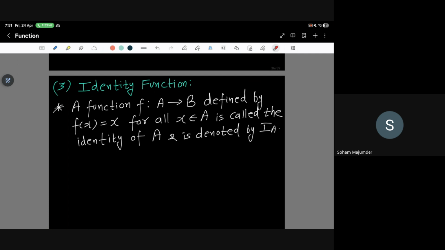So identity function means that if there is a function from set A to set B, whatever input you are giving, if you are giving 2 as an input, you are getting 2 as output. If you are giving minus 5 as an input, you are getting minus 5. So whatever is your input, same is your output. This is basically the y equal to x function. So whatever value of x you put, you will get the same value for y. Okay. So this is called the identity of A.